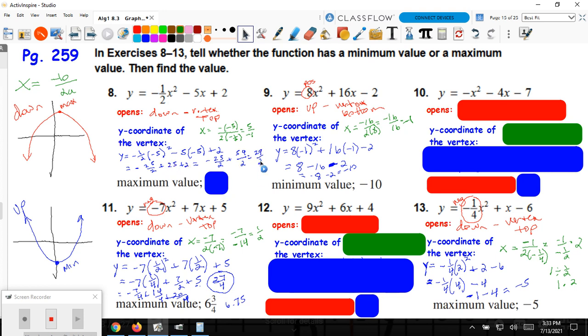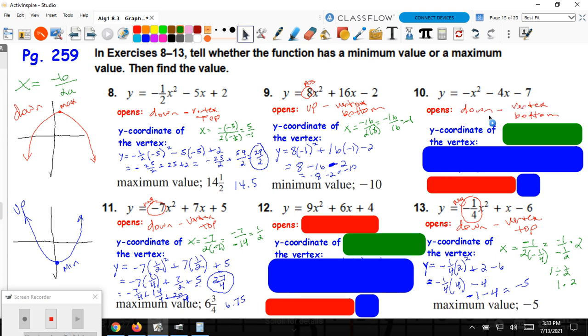Again, I would probably leave it like 29 over 2. Again, they may make it a mixed number, 14.5. It's the same thing. Or you could say 14.5 is also acceptable. 14.5 works as well. Number 10, the way this opens, since it's negative, it's going to open down.